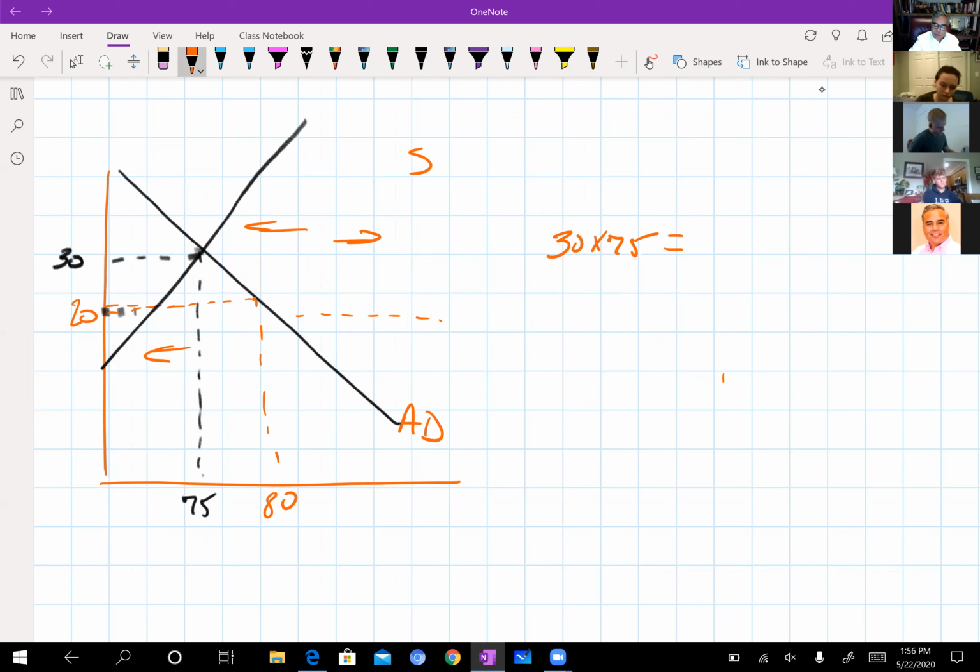Somebody give me a calculation. 30 times 75, how much is it? 2,250. Okay, so now they lower the price to 20.